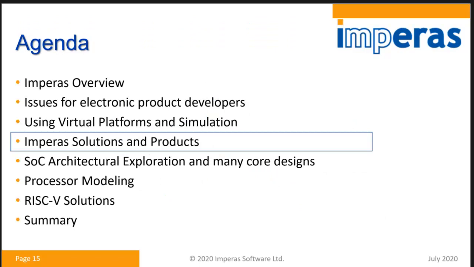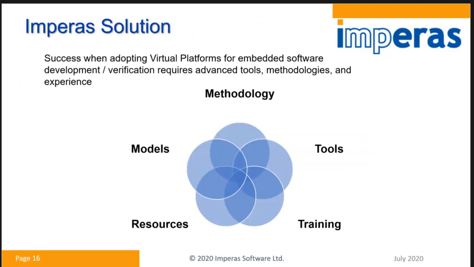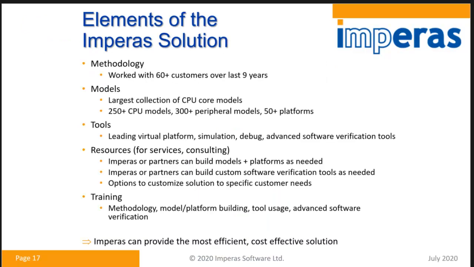So now let's talk a little bit about Imperas solutions and products. Success when you adopt virtual platforms requires a lot of different things. It requires advanced tools, it requires methodologies, and it requires experience. And that's what Imperas provides. We have models, we have tools, we have a methodology, we have training, and we have resources in there. We've worked with some 60 customers over the last few years.